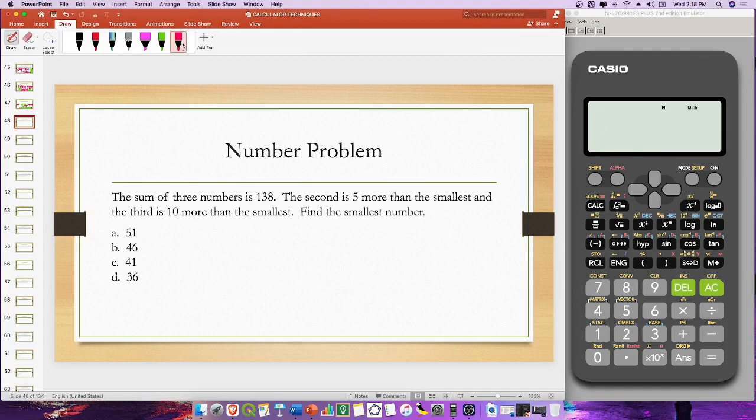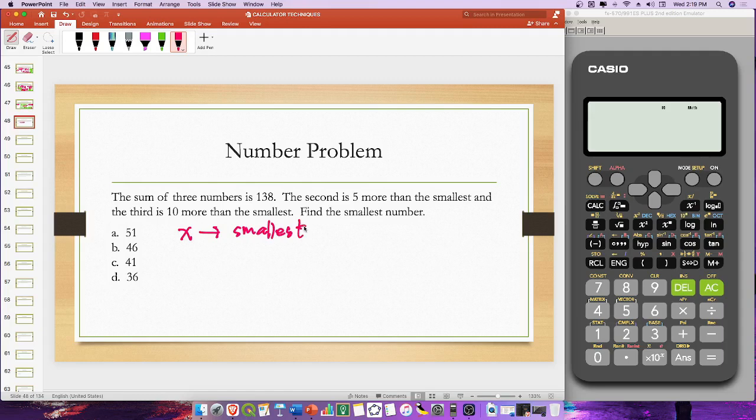Okay, let me read the problem first. The sum of three numbers is 138. The second number is 5 more than the smallest, and the third is 10 more than the smallest, and find the smallest number. Okay, so the numbers here are not given. So we can say we will let x be our smallest number, okay, this will be our x, the smallest number.